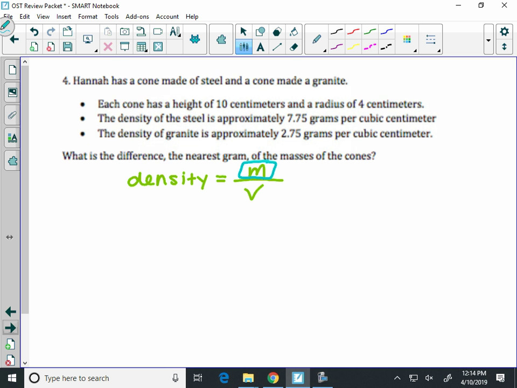So, in order to solve for M, we need to know what the density of each cone is, and we need to know the volume of each cone. We have to fill in our other pieces. So the two types of cones we have are steel and granite. And we're trying to first figure out the volume. We're trying to find M, let's figure out what the volume is. Because they gave us the densities. So we just need to find the volumes.